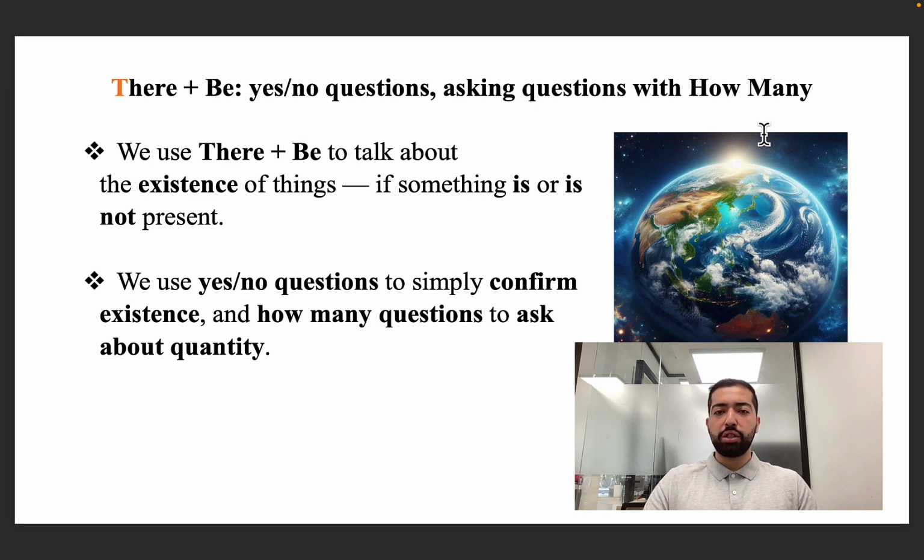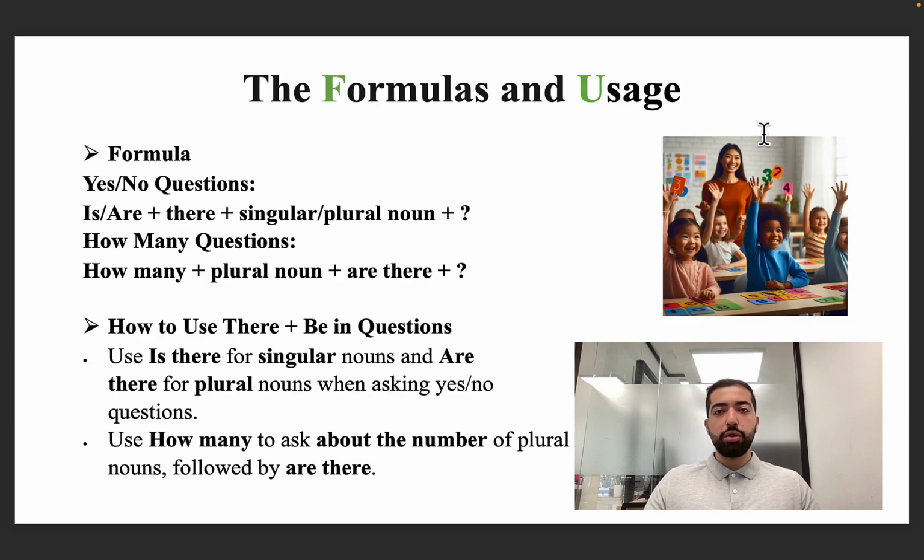We use yes/no questions to simply confirm existence, and how many to ask about quantity. The formula is pretty easy and you can use it very easily for yourselves. For the yes/no questions with there, you can use this formula: is or are plus there plus singular or plural noun. For is, you are going to use a singular noun, and for are, you are going to use a plural noun. The how many questions formula, as you can see here, is how many plus plural noun plus are there plus a question mark. We will see the examples very soon together.